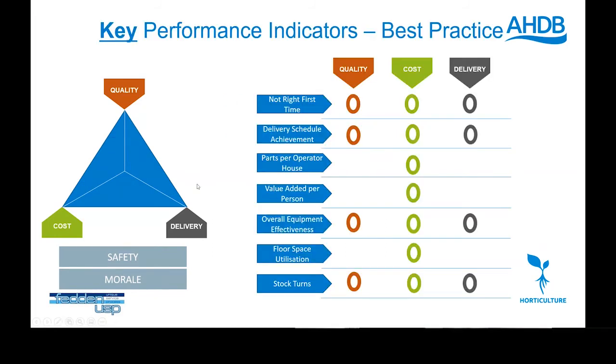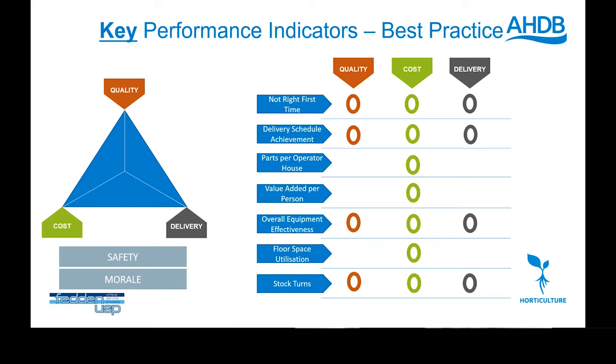So there's some examples of standard measures used. These are ones that we always used to use in manufacturing: right first time, delivery schedule achievement, parts per operator per hour, value added per person, overall equipment effectiveness, utilization, stock turns, etc. I think the ones that I would suggest are important are the ones towards the top: right first time, delivery schedule achievement, parts per operator, etc. are the important ones.